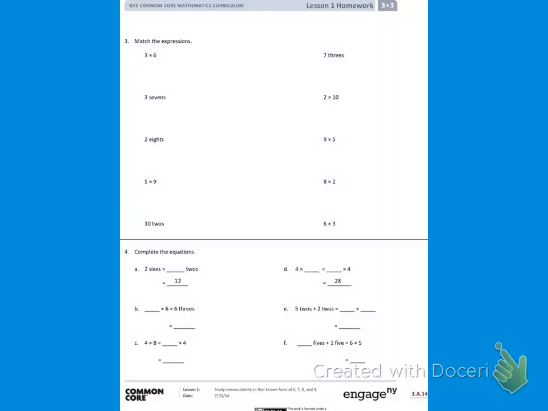Module 3, Lesson 1's objective is to study commutativity to find known facts of 6, 7, 8, and 9. Item 3, match the expressions. 3 times 6. That's the same thing as saying 3 groups of 6. We know with the commutative property of multiplication, you can switch the order of the factors to get the same answer or product. So 3 groups of 6 looks like this when you draw it out.